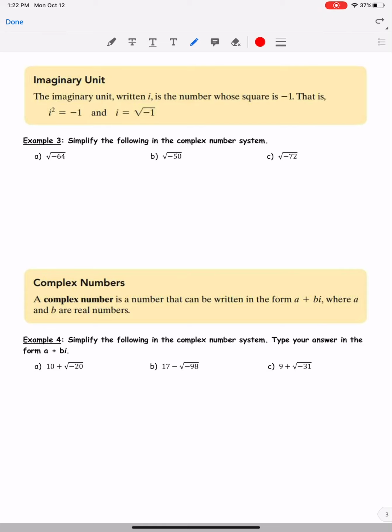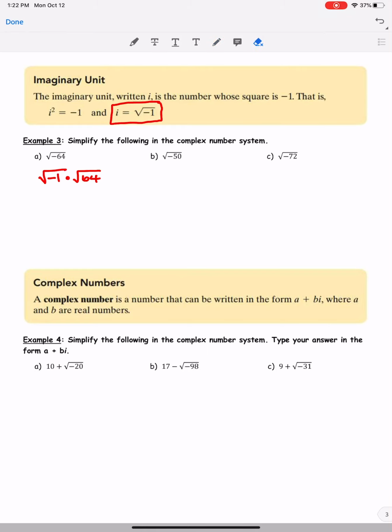The biggest thing that we're going to be using is that I equals the square root of -1. You do need to know this one as well, that I squared is -1, but for this lesson here, you don't. So when you have a negative under that radical, you're going to take out that negative as a -1. So the square root of -64 becomes the square root of -1 times the square root of 64. We're using that product rule again, right?